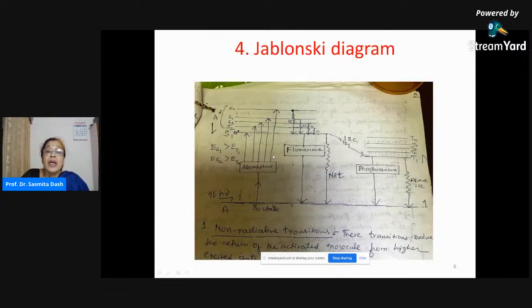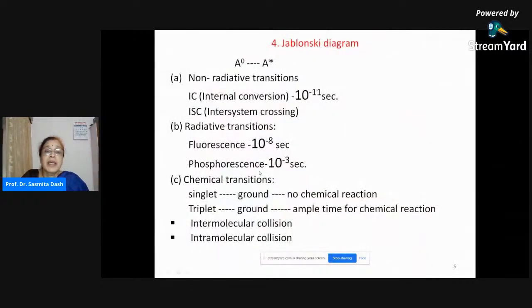And then suppose via ISC, the molecule has been placed in T1, and from T1 it wants to come down to the S0 level. Again, from T1 to S0, there is a spin change. Hence, this is again spectroscopically forbidden. Hence, it takes place very slowly, of the order of maybe 10 to the power of minus 3 seconds. So you can see how fast fluorescence is occurring and how slow phosphorescence is occurring.